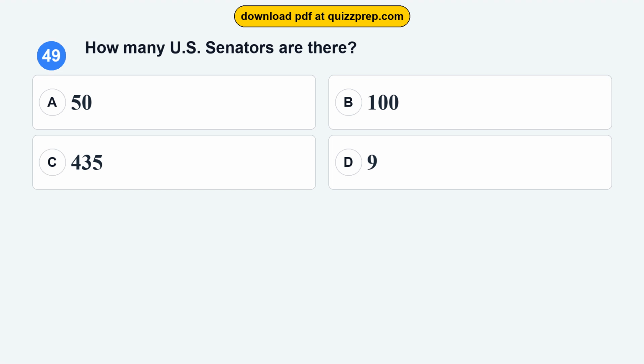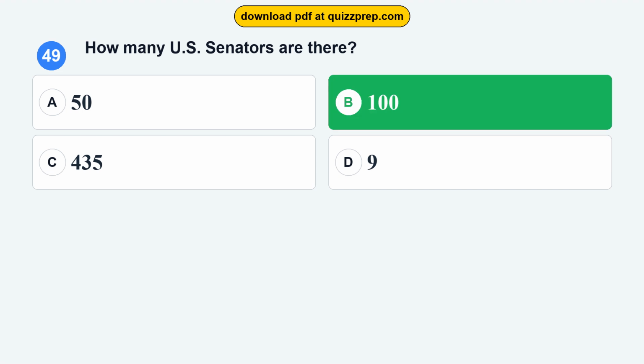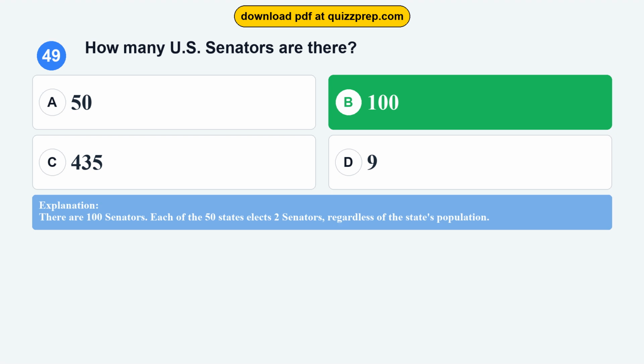Question 49. How many U.S. senators are there? Option A, 50. Option B, 100. Option C, 435. Option D, 9. The correct answer is option B, 100. There are 100 senators. Each of the 50 states elects 2 senators, regardless of the state's population.